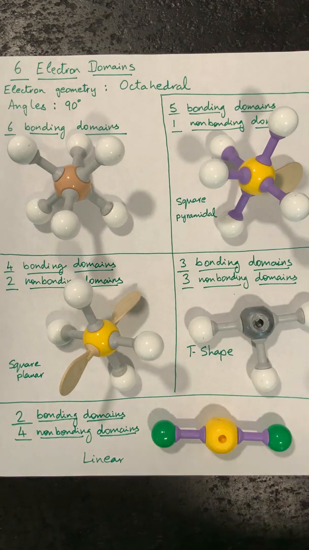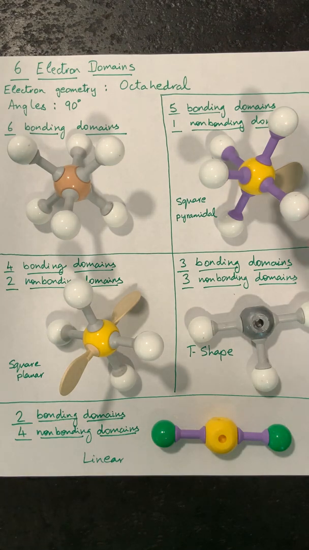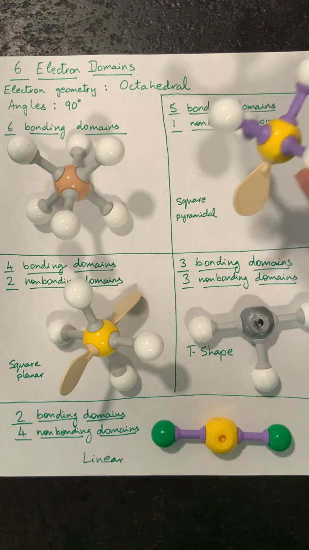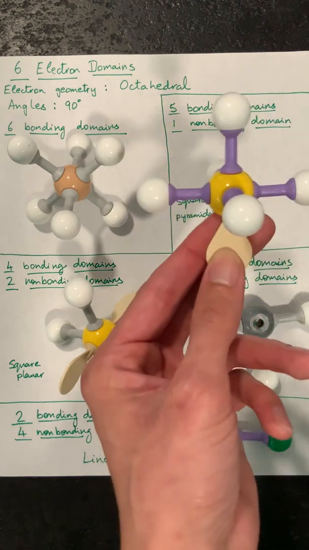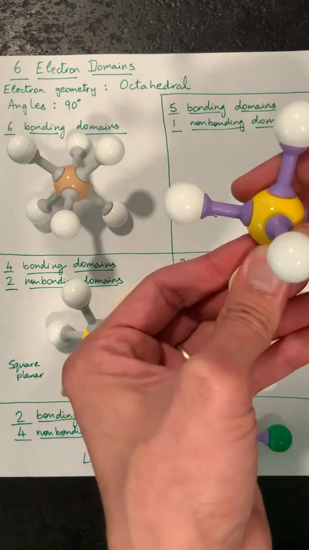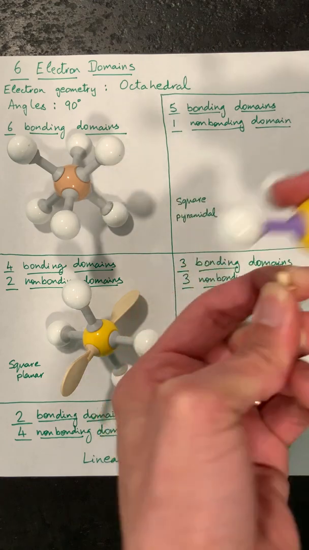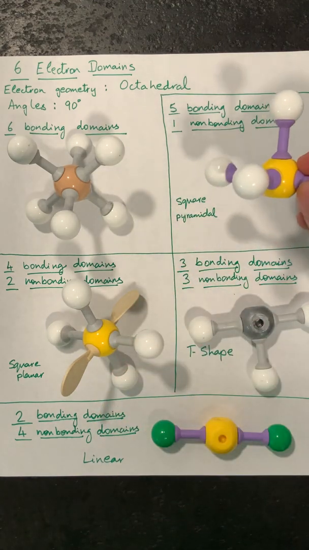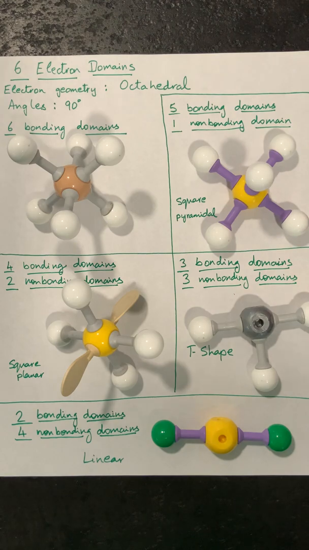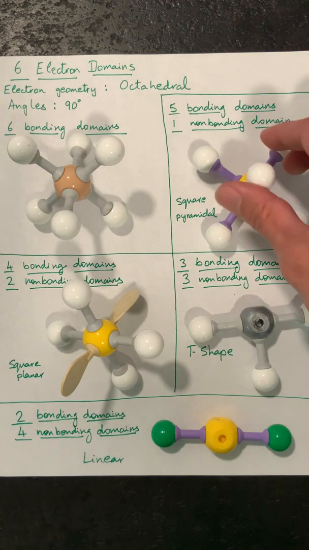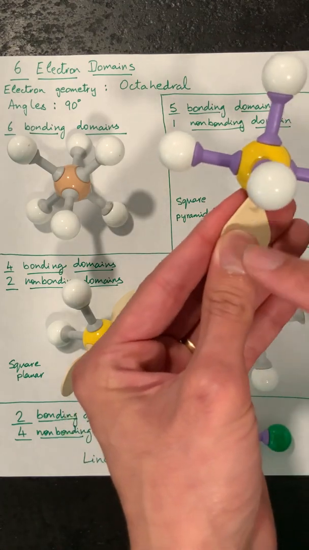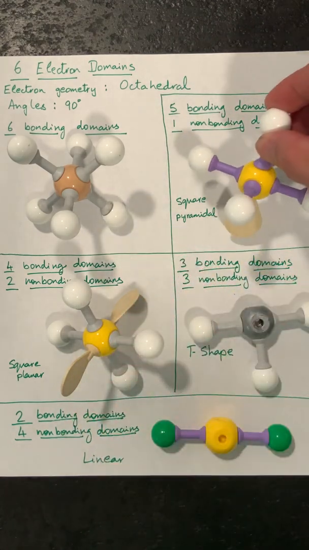If we remove one bonding pair and replace it with a non-bonding pair, we get a geometry that we call square pyramidal. Notice since all of these domains are equal, it doesn't really matter which one we change into the non-bonding domain. The reason we call it square pyramidal is because that's a pyramid and the base is a square. The bond angles are 90 degrees, arguably slightly less than 90 degrees, since this non-bonding domain will compress the other bonding domains slightly.